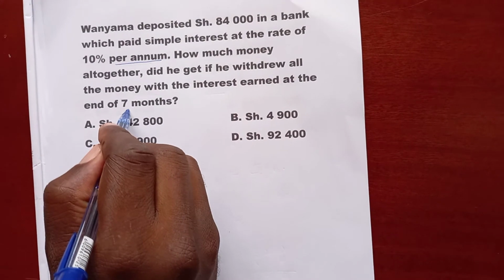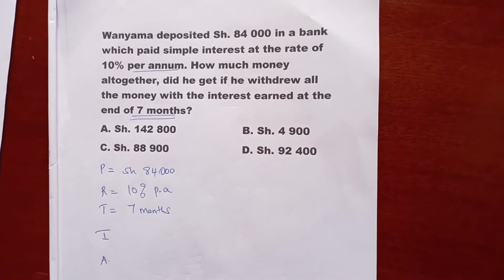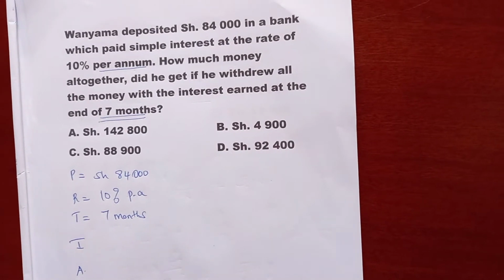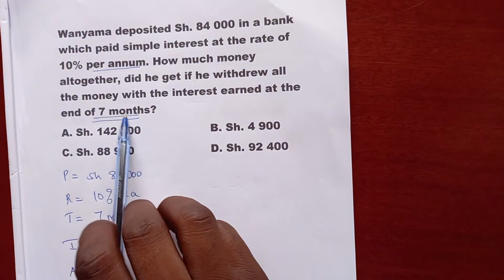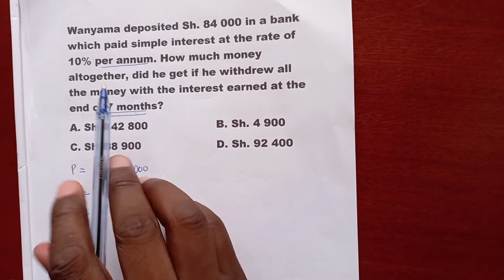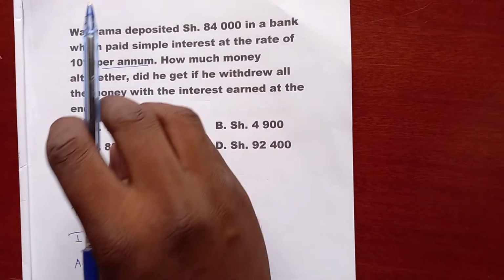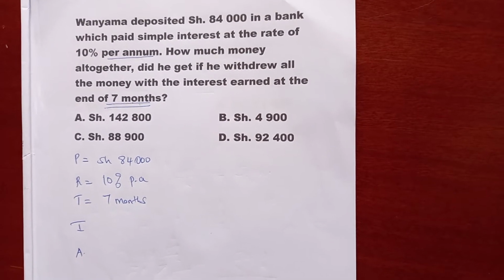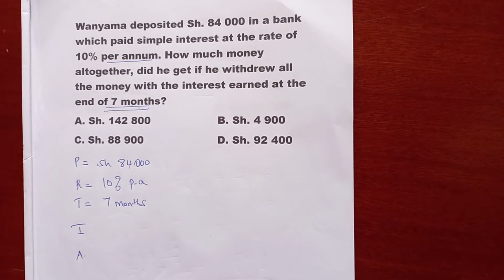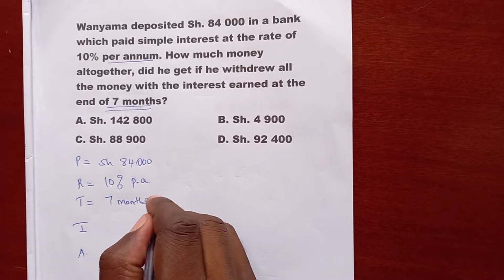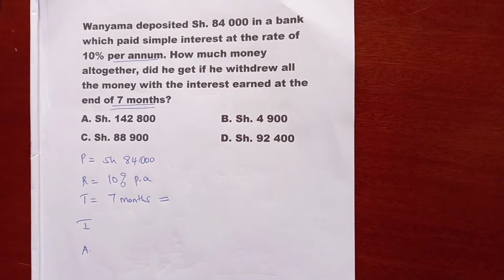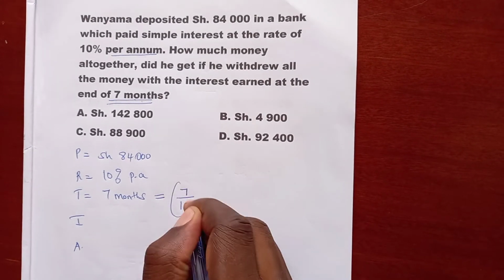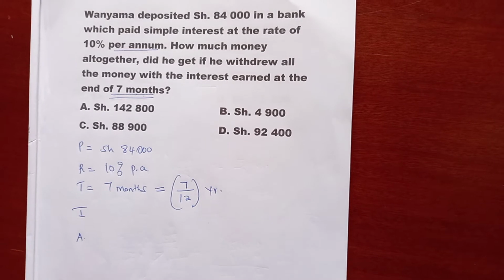Learners, the rate is given per annum, which means per year. Our time, we are told the money was deposited for only 7 months. So again, learners, because these are 7 months and the rate is per annum, what are you supposed to do? You're supposed to convert time in form of years. Putting in mind that there are 12 months in a year, our time will be a fraction, which would be 7 over 12.